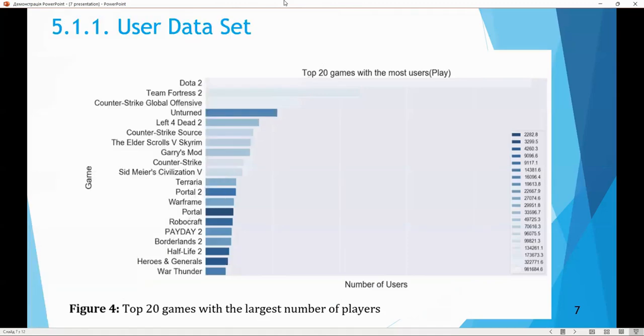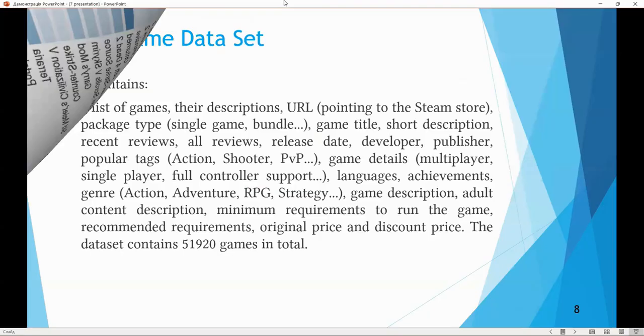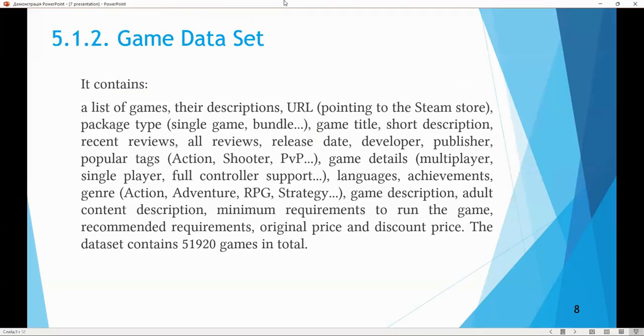Using the reformatted user dataset, we began to explore and analyze the data stored in it. The main task is to assess whether the most purchased games correspond to the most played games. For each game, we calculated the total number of users and the total time spent in the game by all users. We used a bar chart to better visualize the results for the top 20 games with the largest number of users, figure 4.